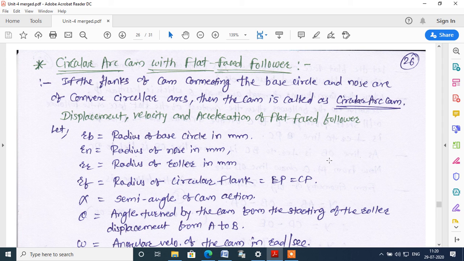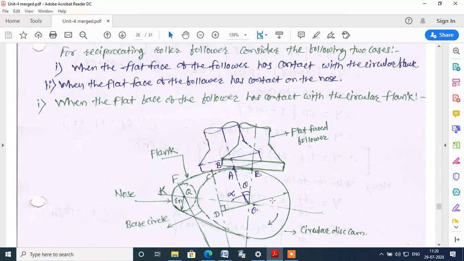Here, if the flanks of the cam connecting to the base circle and nose are convex circular arcs, then the cam is called a circular arc cam. Here we have to see the displacement, velocity and acceleration of the flat face follower. So this is the flat face follower. Here I have shown the circular cam.